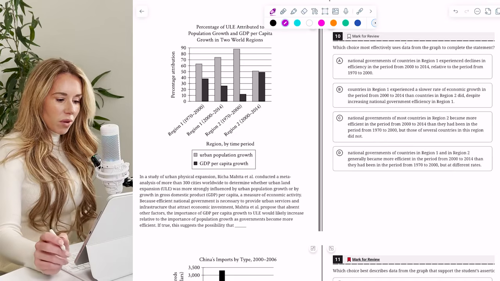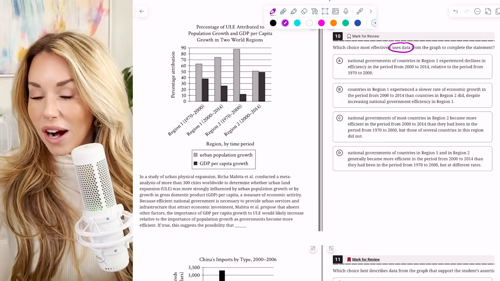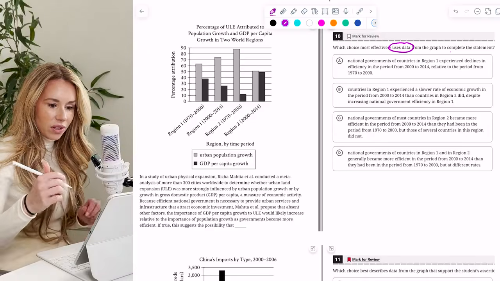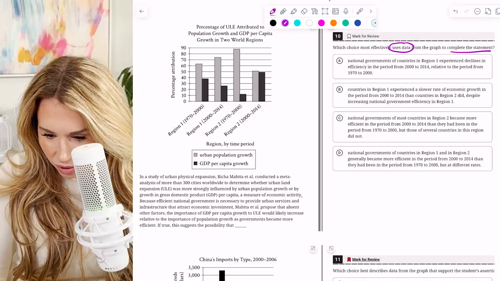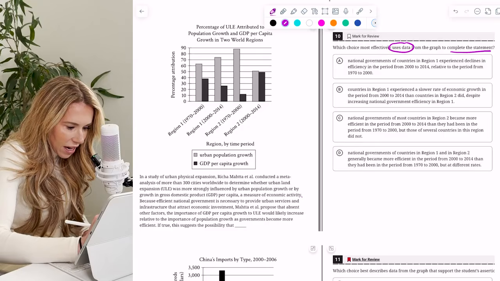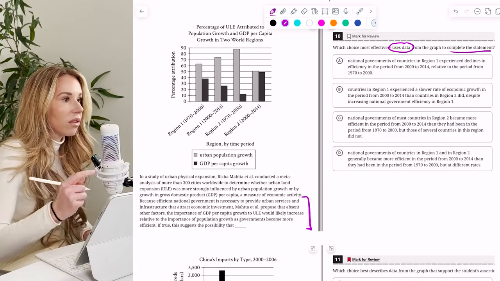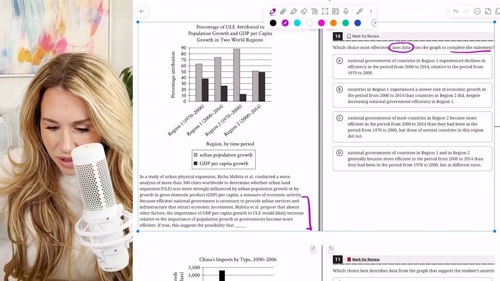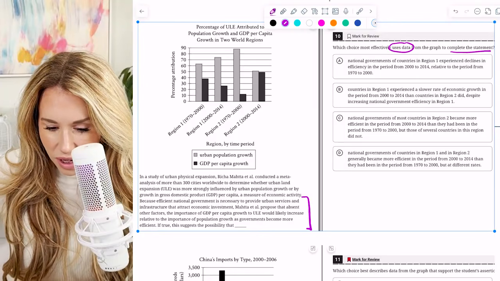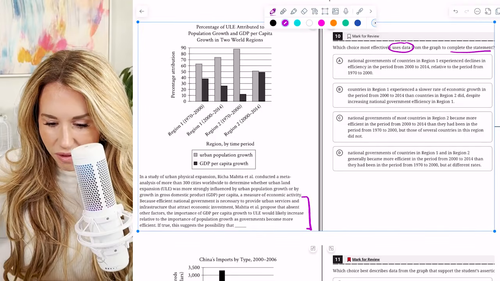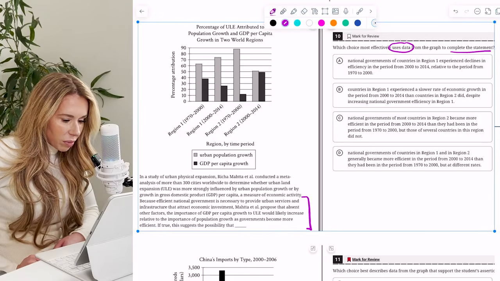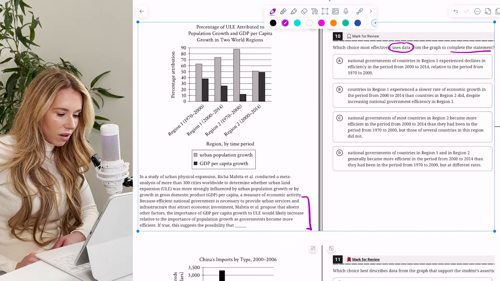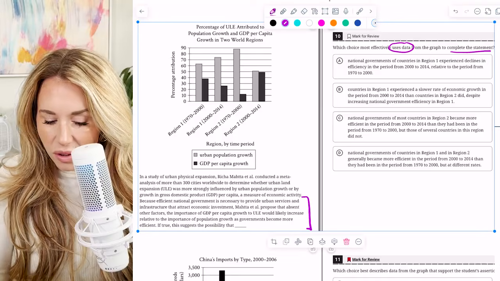So they said what most effectively uses data from the graph. That means we might need the graph on this one. So we have to complete the statement. What I'm going to do is read the statement, and they might give me some terms I'm not familiar with, so I'll have to read up and see what those terms are. Because efficient national government is necessary to provide urban services and infrastructure that attract economic investment, Mahatra et al. proposed that absent other factors, the importance of GDP per capita growth to ULE. Okay, I don't know what those are. So let's just go back one.